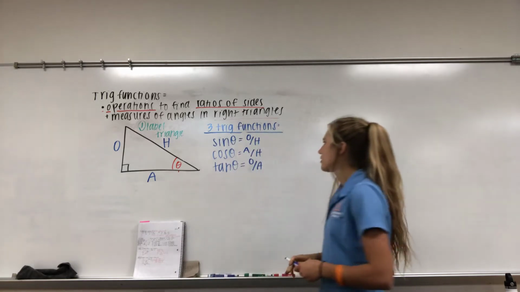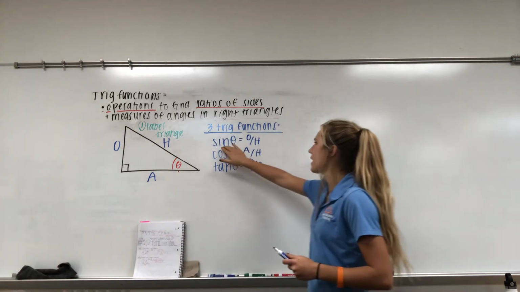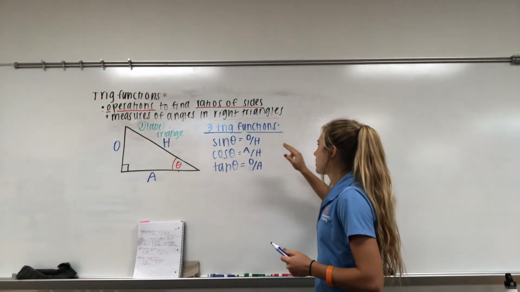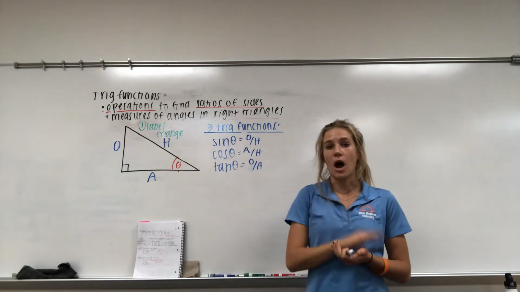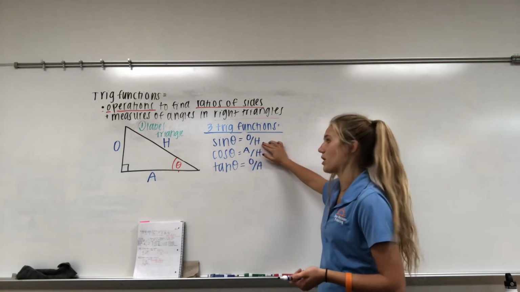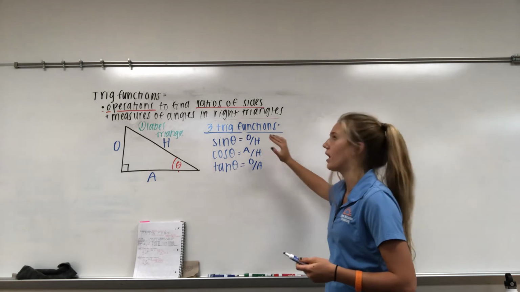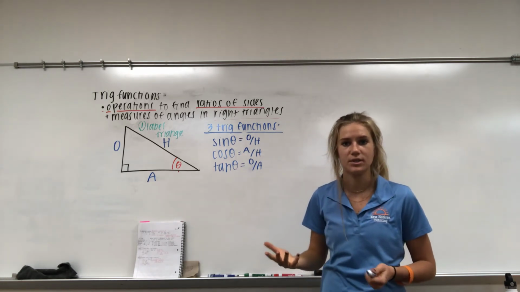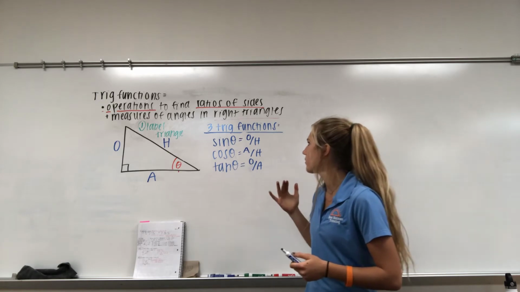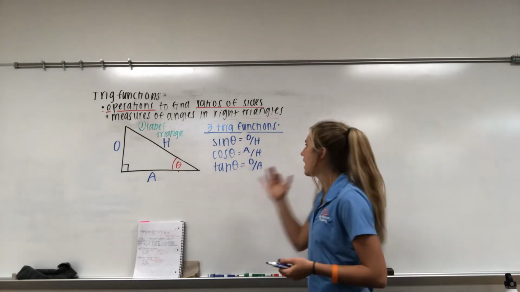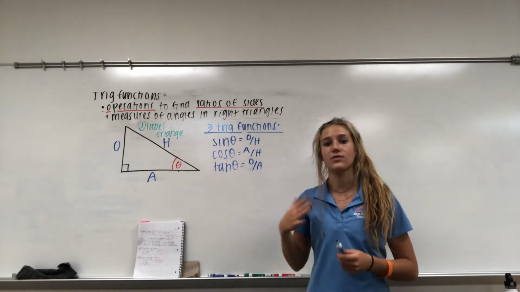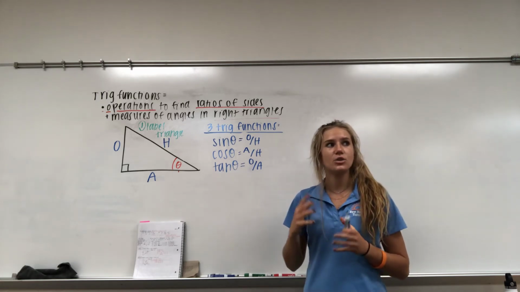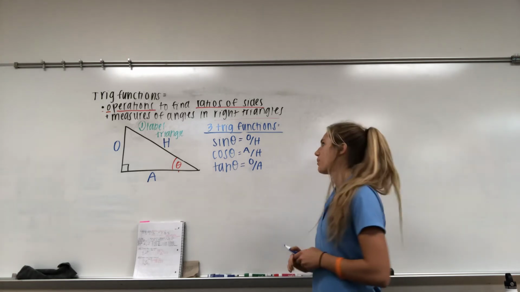Okay, so our first one, sine theta, is going to find the ratio of the opposite side to the hypotenuse side. Or you can just say sine theta is equal to opposite over hypotenuse. But if you think about it, at its core, that's what opposite over hypotenuse is finding. It's finding the ratio of the sides. So it's basically comparing two sides to each other, right?